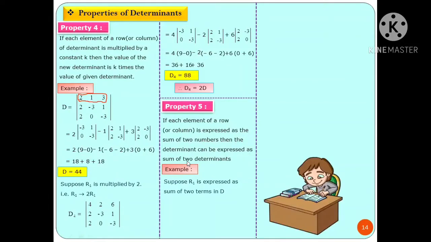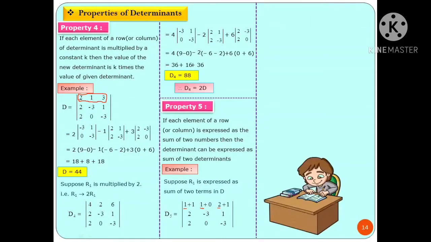Okay, let us see. First row elements: 2 expressed as 1 plus 1. Next element 1, I have written 1 plus 0. And last element 3, that is 2 plus 1. Now writing it as a sum of two determinants. The two determinants can be expressed separately with these elements. First elements are taken in the first row of the new determinant, second and third remain the same as they are.